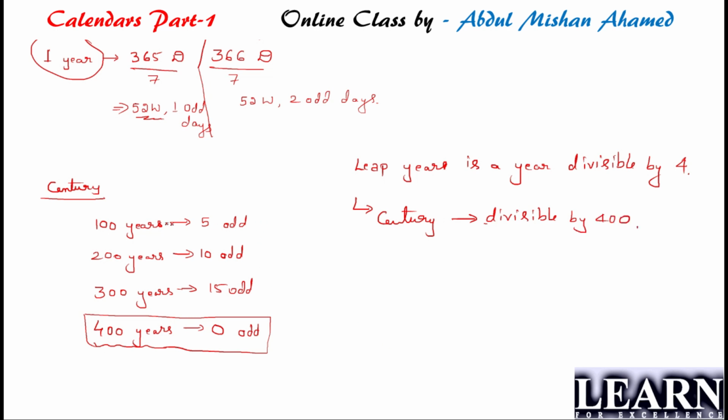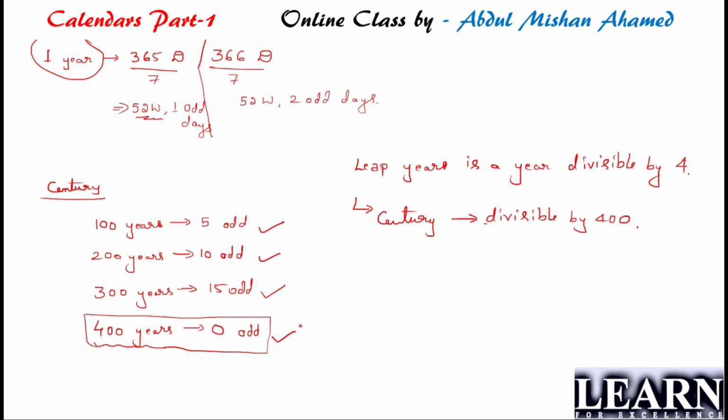Got it? Now look here, 100 is divisible by 4, but still it is not a leap year. 200 is divisible by 4, but still it is not a leap year. 300 is divisible by 4, but still it is not a leap year. But 400 is a leap year because it is divisible by 400. So you need to understand this. I hope you might be knowing about this.